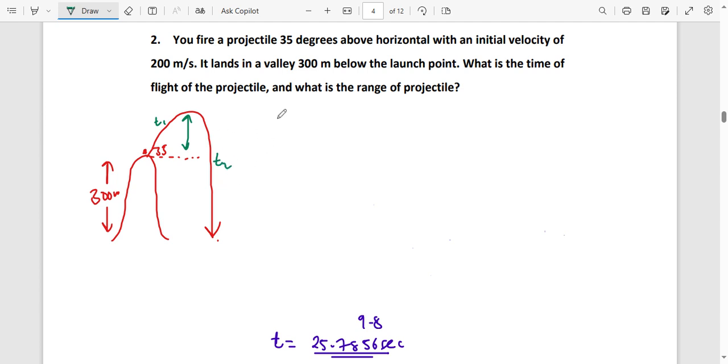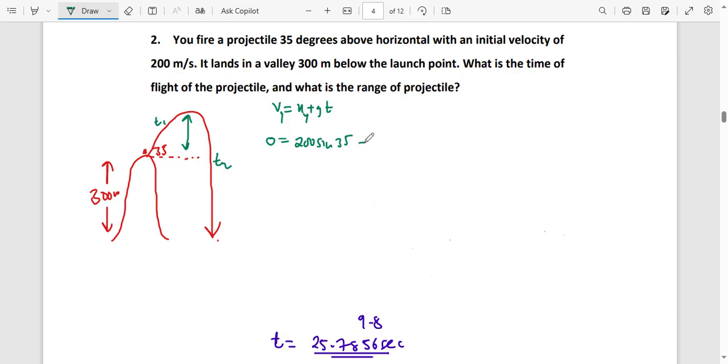So to find T1, we can say v is equal to u plus gt. Now we are talking about the y because this thing is going upwards. So the final velocity in the y at the maximum point is 0. The initial velocity in the y is given by 200 sine 35.